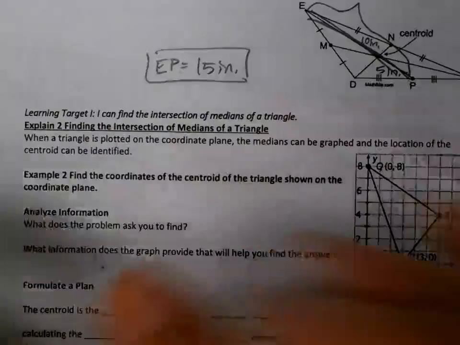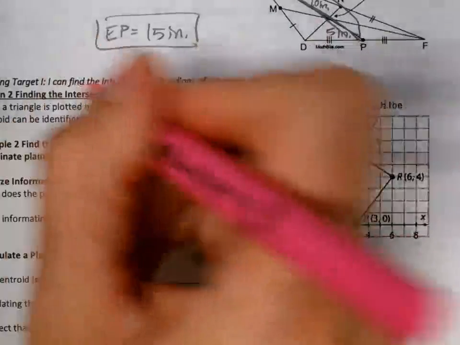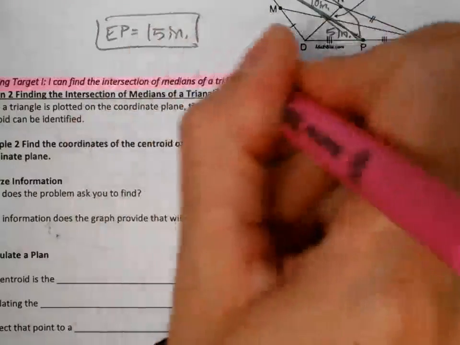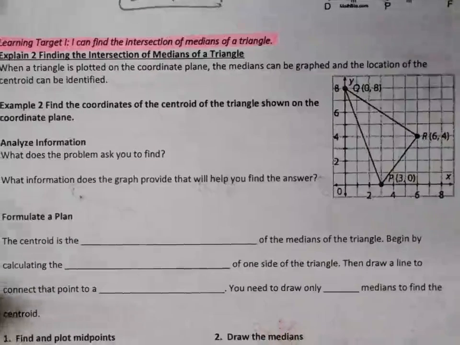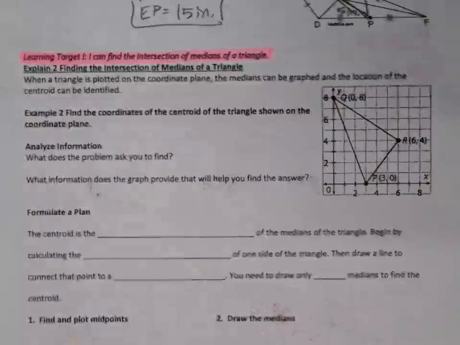All right, guys, last video, and this one will be the quicker one. The other two are a little bit longer. All right, I can find the intersection of medians on a triangle on a coordinate grid. This really isn't going to use anything that you haven't done before. This is just an application to algebra.